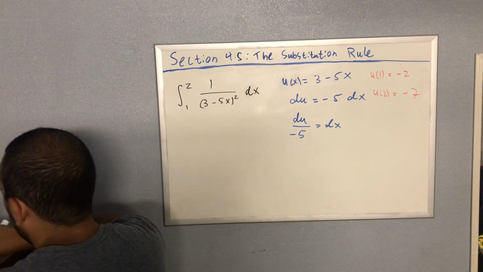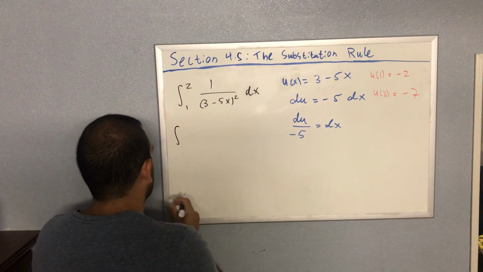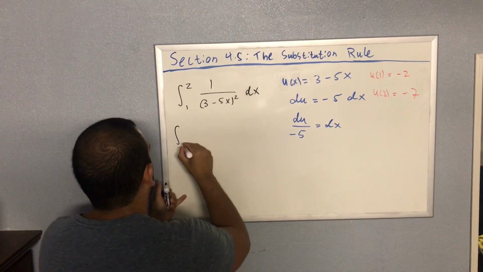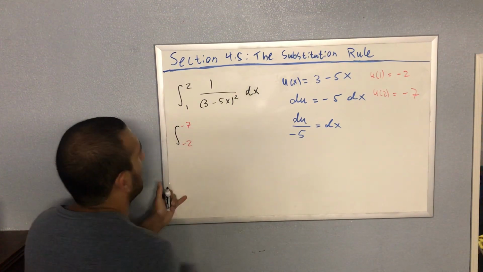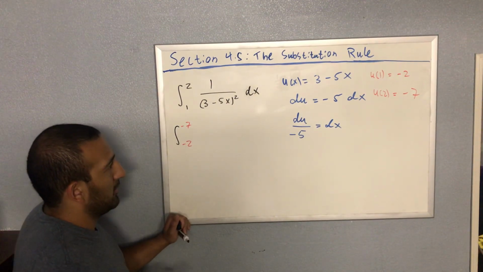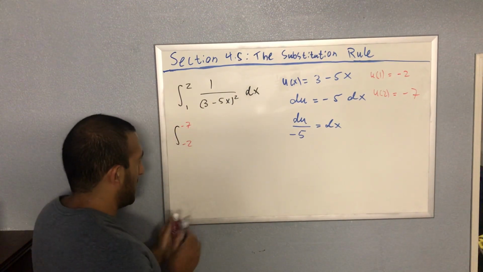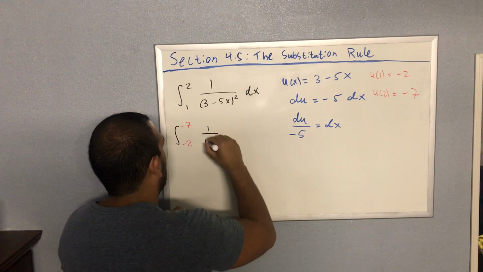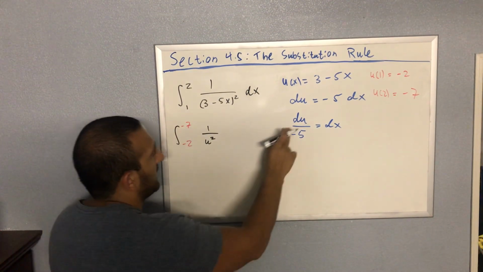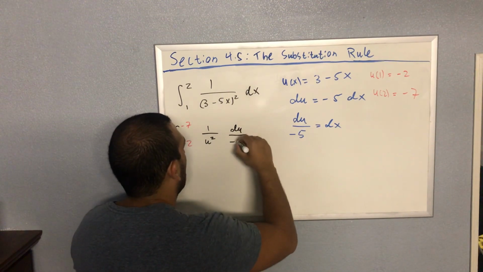So this integral now becomes the integral with the new limits of integration from negative 2 to negative 7, and then 1 divided by u squared. This is u, so it becomes u squared, and then dx gets replaced with this, so it becomes du all over negative 5.